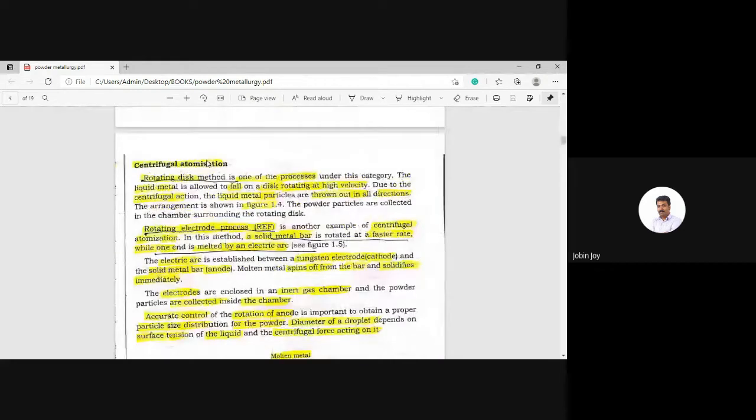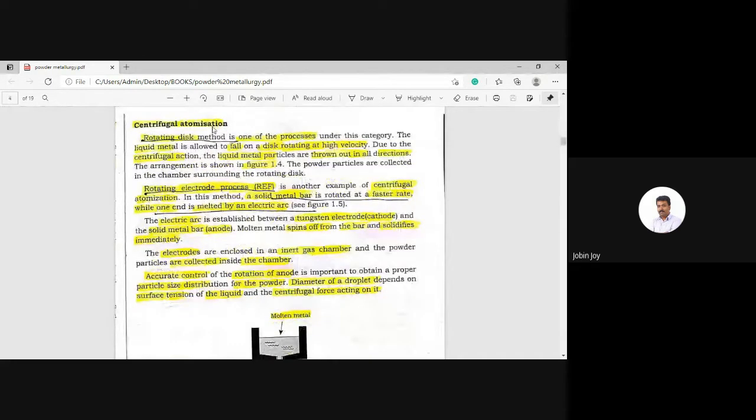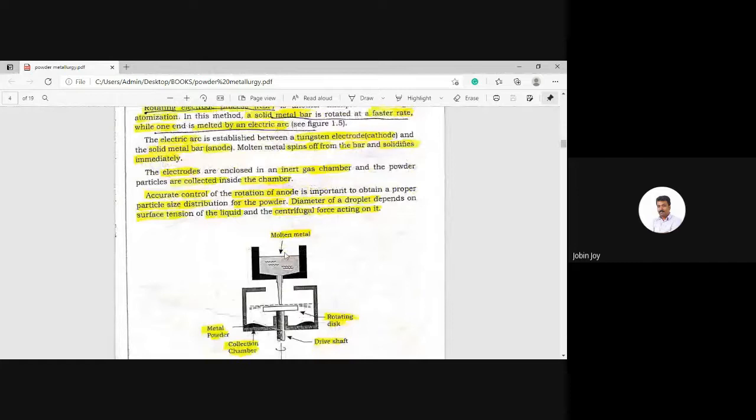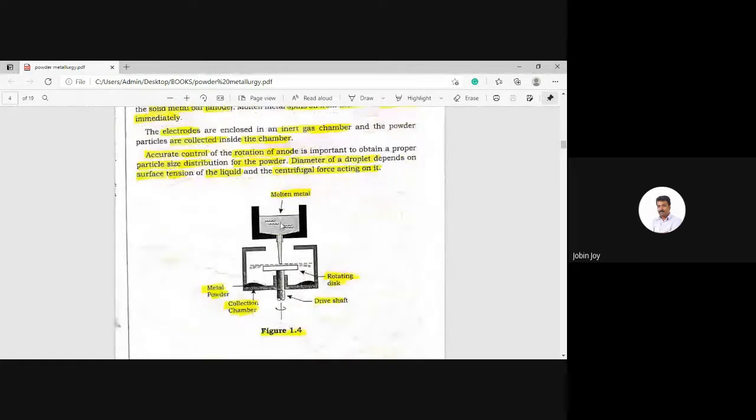Then next is centrifugal atomization. In centrifugal atomization, there are two methods: one is the rotating disk method and the other is the rotating electrode process. In the rotating disk method, here you can see this is the molten metal, this is the collection chamber, and this is the rotating disk. So here there is a disk, and this disk is rotating.